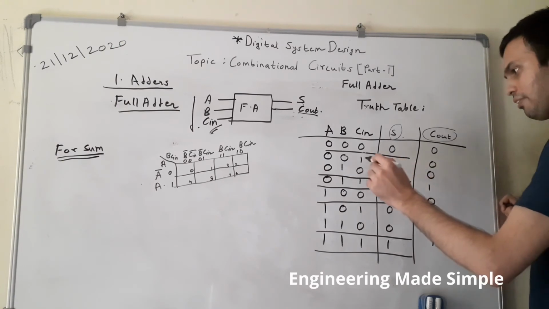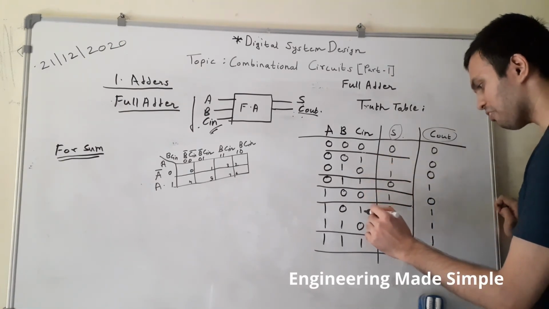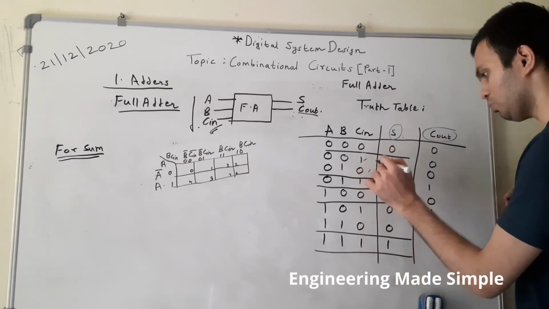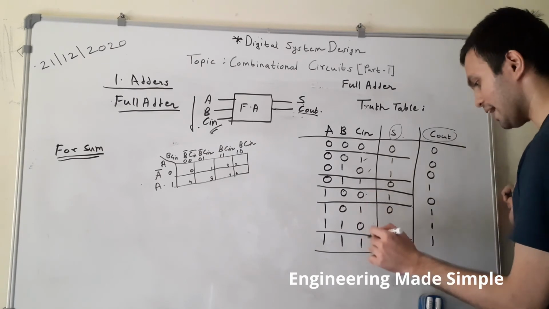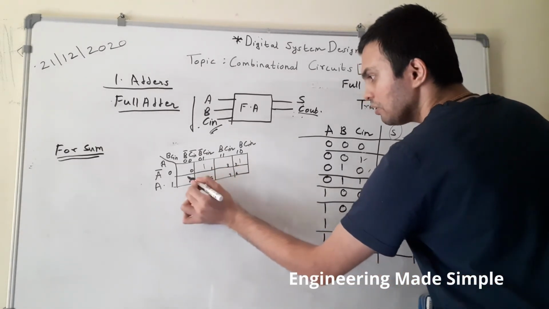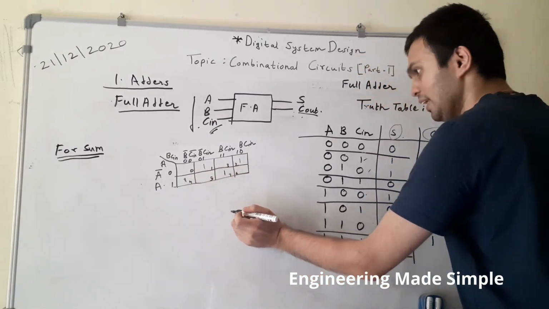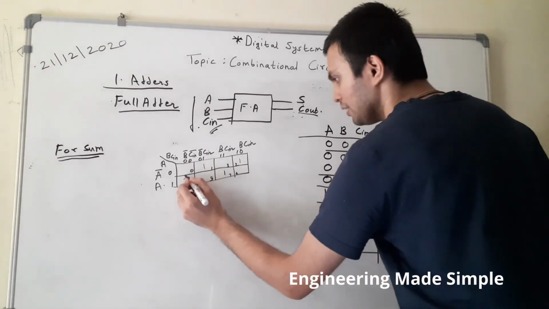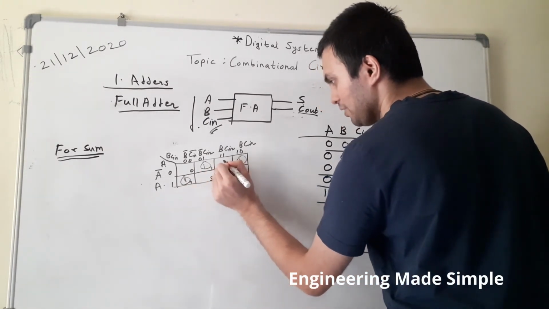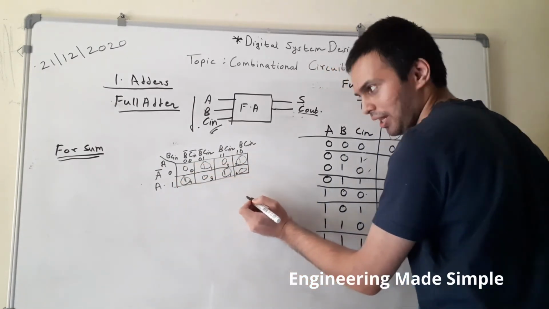So the min terms are 1, 2, 4 and 7. As you can see over here, no grouping is possible. So we will individually encircle the number of min terms and the rest of the cells will be filled by 0. This is for the sum output I am calculating.